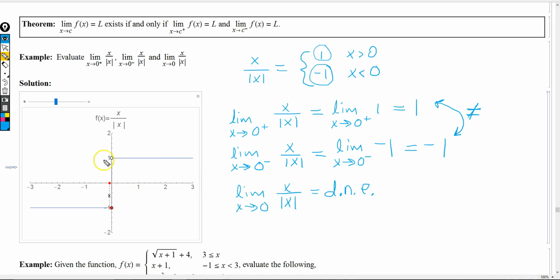All right, and graphically over here, you notice that as x approaches 0 from the right, my function value, the red dot on the y-axis, stays at 1. So the limit is 1 as x approaches 0 from the right. And then from the left, the red dot always stays at negative 1. Limit as x approaches 0 from the left is negative 1. All right. Let's take a look at another problem that you can try.